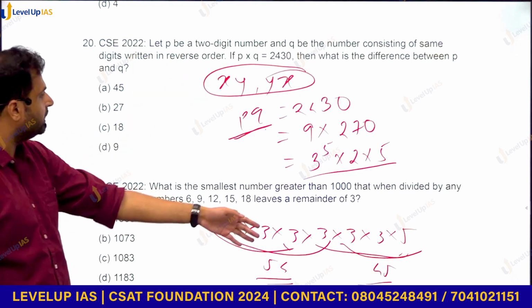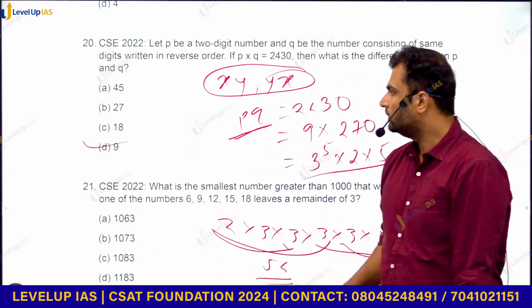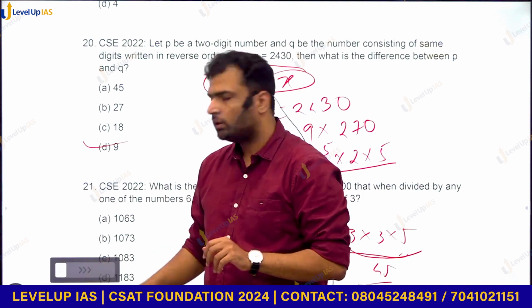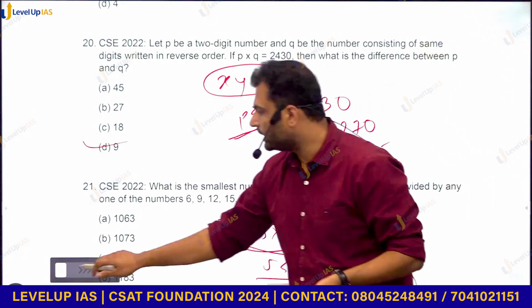What is the difference between p and q? The difference between these two is 9. That is how you could solve it. Very simply, just have to find the prime factorization and then play around with it a little bit to get the right answer.